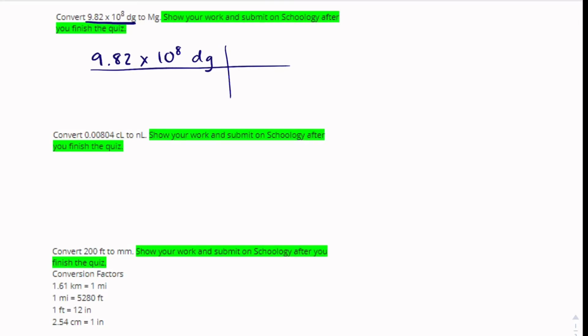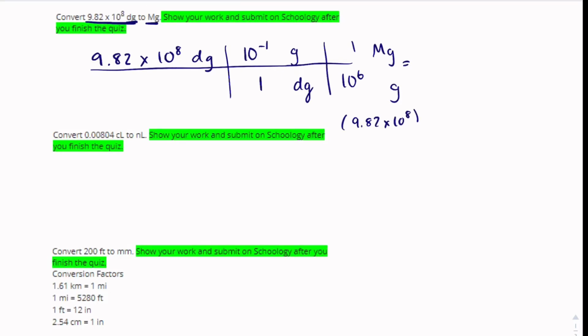So what we want to do is recognize this is prefix to prefix, so we'll go from decigrams to grams, put a 1 with dg because it has a prefix, and then deci is 10 to the minus 1. Then we'll go from grams to megagrams. 1 megagram is 10 to the 6 grams. What I'm going to plug into my calculator is 9.82 times 10 to the 8th, 10 to the minus 1, divided by 10 to the 6th.